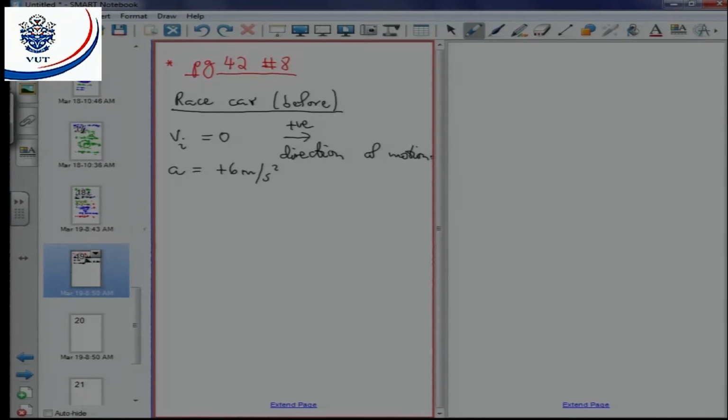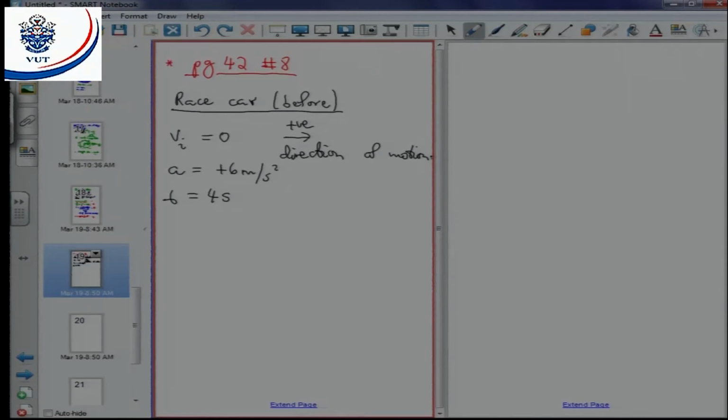If they said he is decelerating, then you would have a minus instead of a plus, or if it's accelerating and the car slows down, then you would have a minus, because that's opposing the motion. And then after 4 seconds, so it takes him 4 seconds to accelerate at that rate, he enters the main speedway.